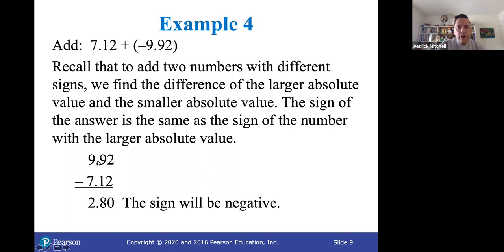9 and 92 hundredths is the number that we call the winner. It gets to determine the sign. In the original problem, that number was negative, which means this answer will be negative. And then when you write the answer, you don't have to keep that 0 on the end. So the answer is -2 8/10.